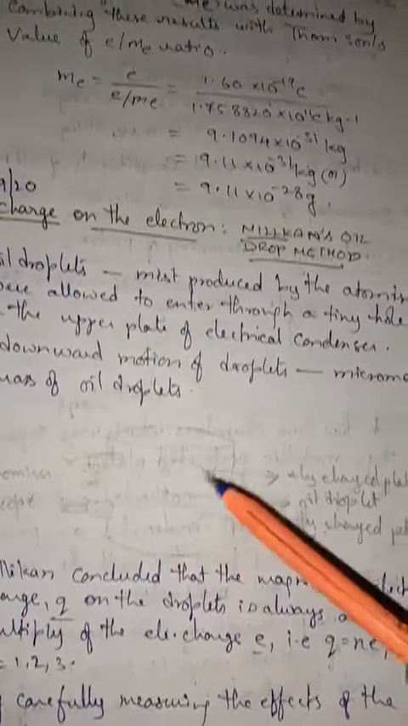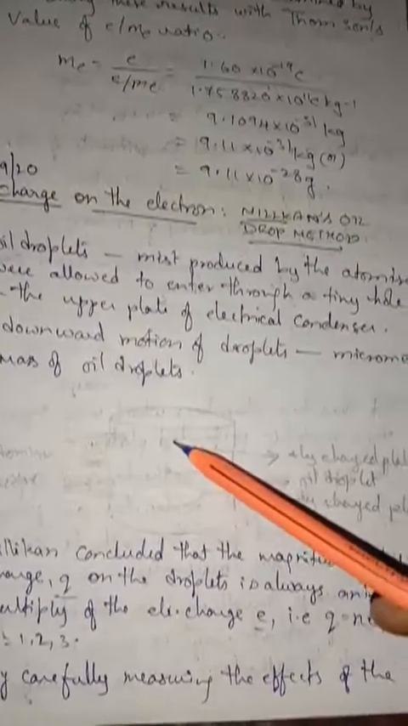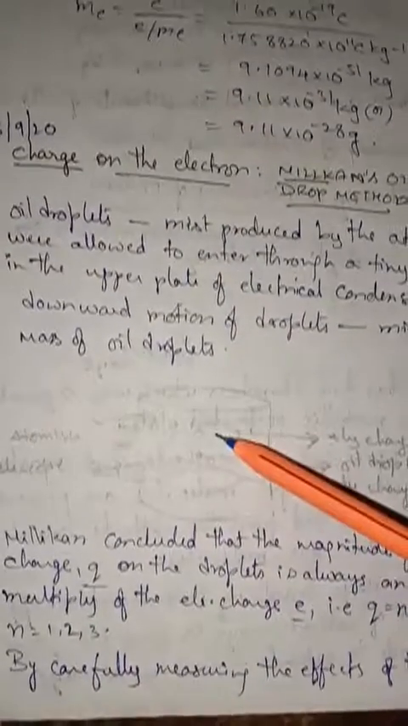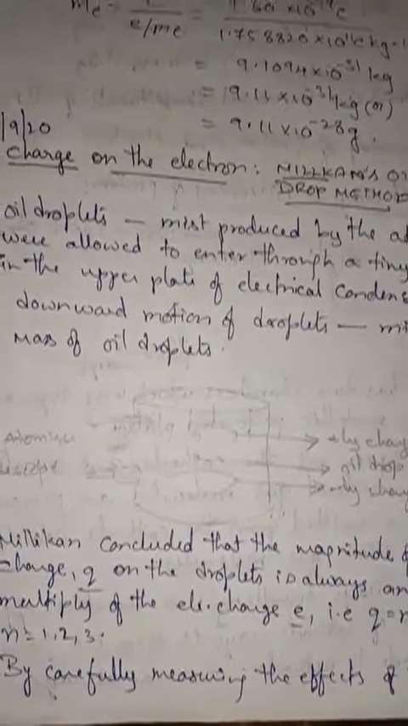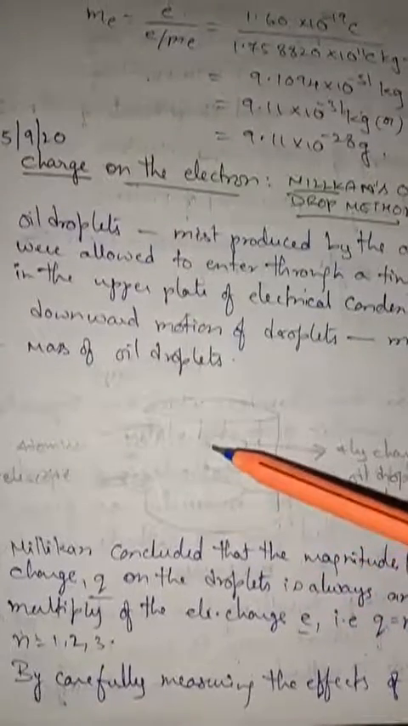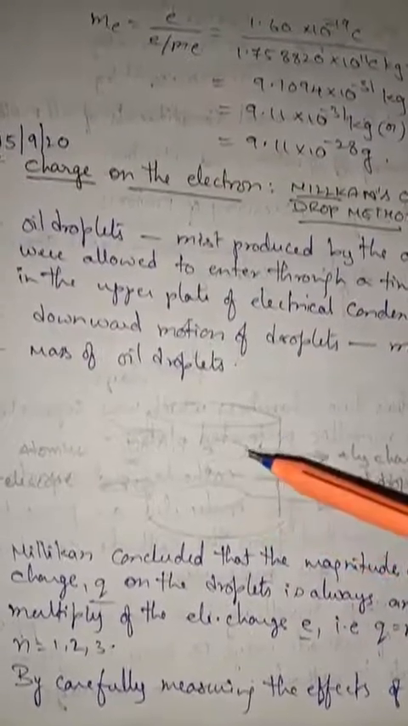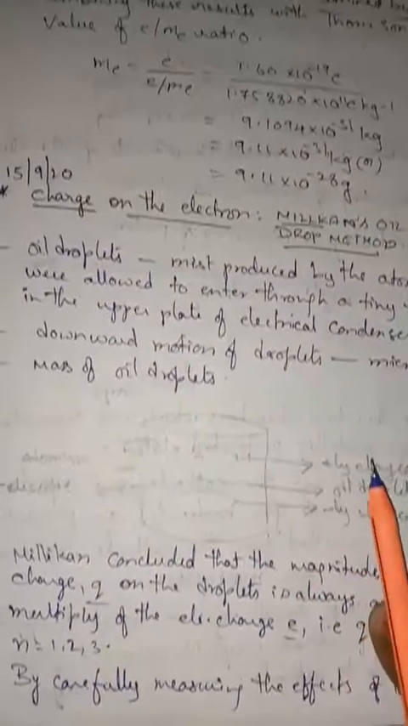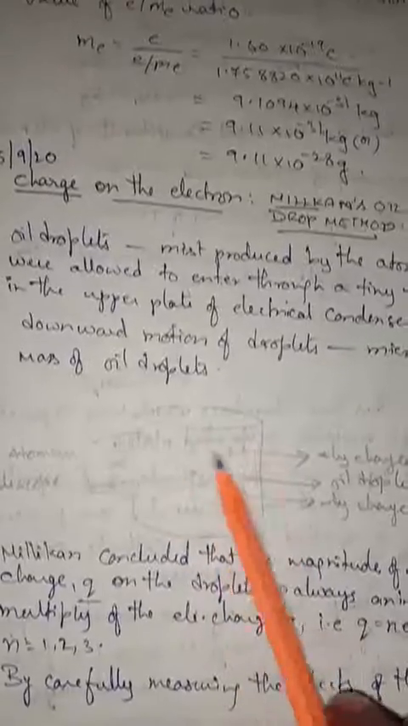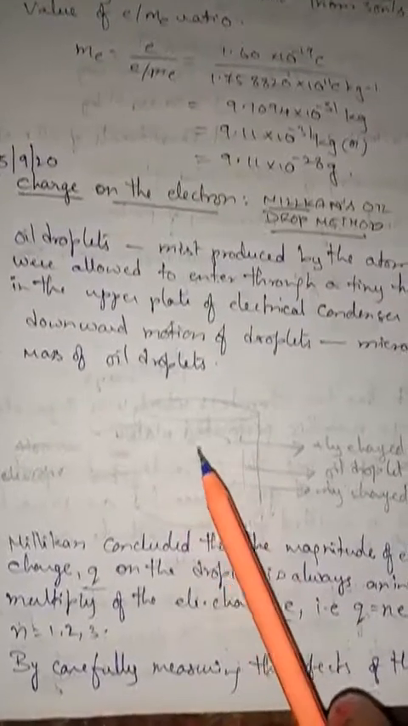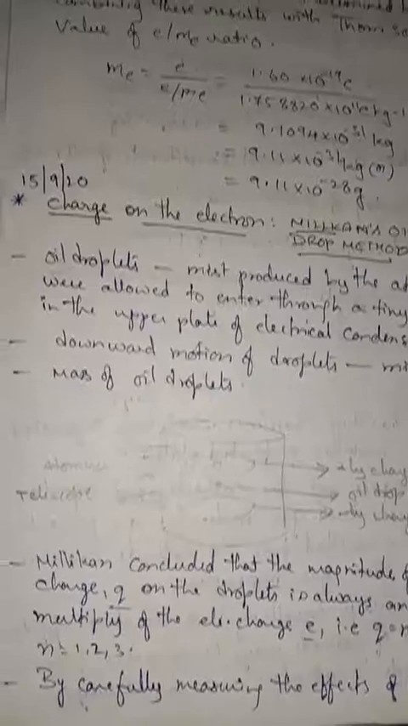Next, by measuring the rate of falling of these drops, meaning how fast it moves under the gravitational force from the top perforated plate to the lower plate, Millikan was able to measure the mass of the oil droplets. Based on how fast it is moving from here to here, Millikan was able to calculate its mass. Understand? The air present inside the chamber was ionized by passing a beam of X-rays.